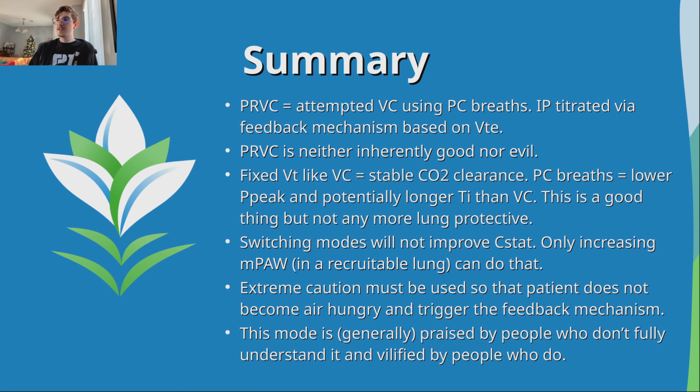It has a fixed tidal volume like volume control, which means stable CO2 clearance. Pressure-controlled breaths means lower peak pressure and potentially longer I times than volume control. This is a good thing, but it is not the same thing as being lung protective. It is not any more lung protective than volume control. Don't get it twisted. Switching modes will not improve your static compliance.